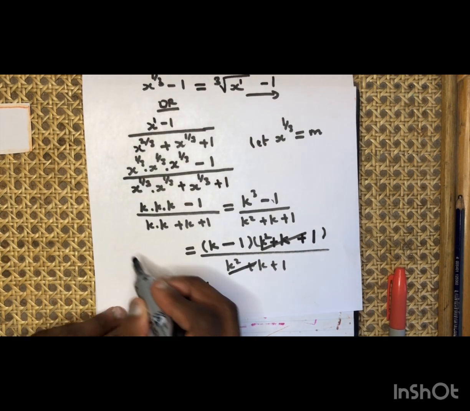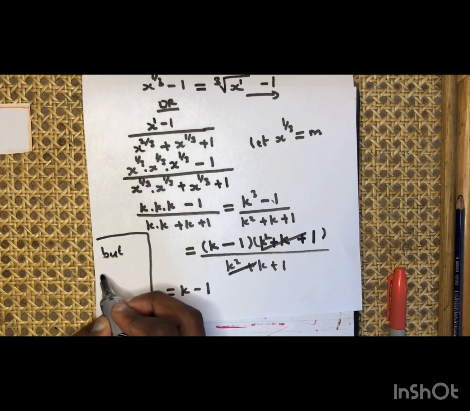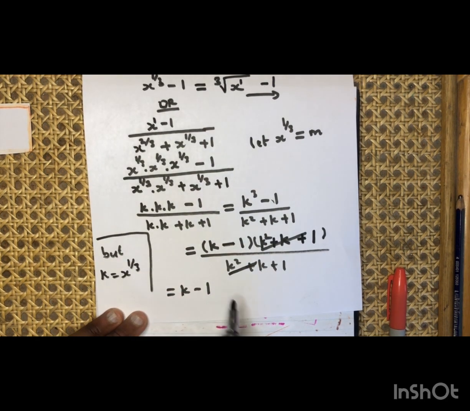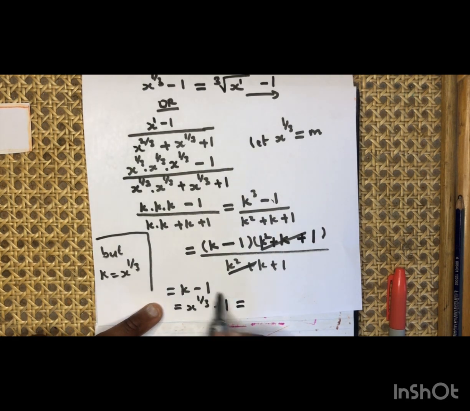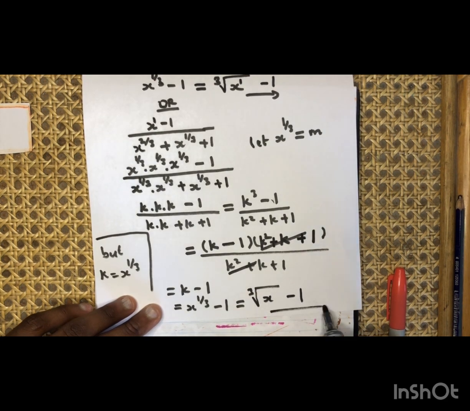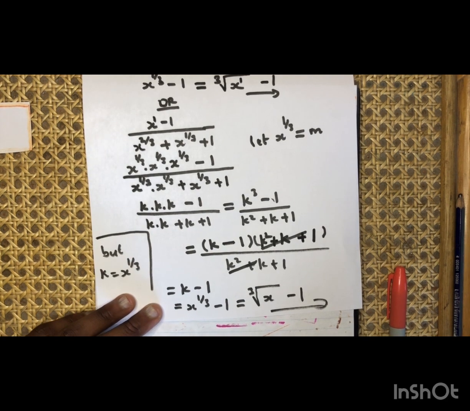But I don't have enough space, guys. I'm going to write it here. I will say, but k was equal to x^(1/3). So now, in place of k, guys, we can substitute x^(1/3) minus 1, which is the same as, if you want to write it in surd form, cube root of x minus 1. So which is the same answer. Hope that you understand and it's clear, guys.